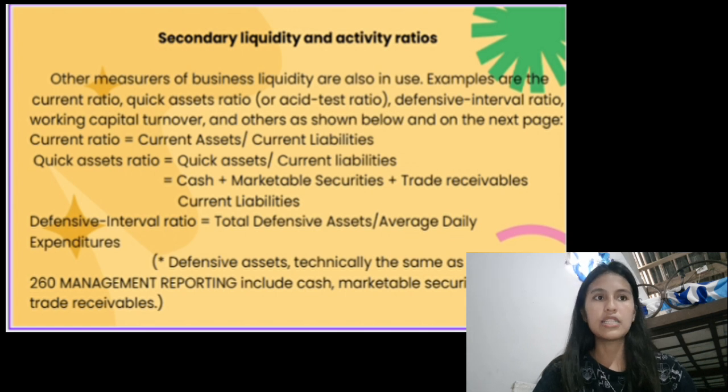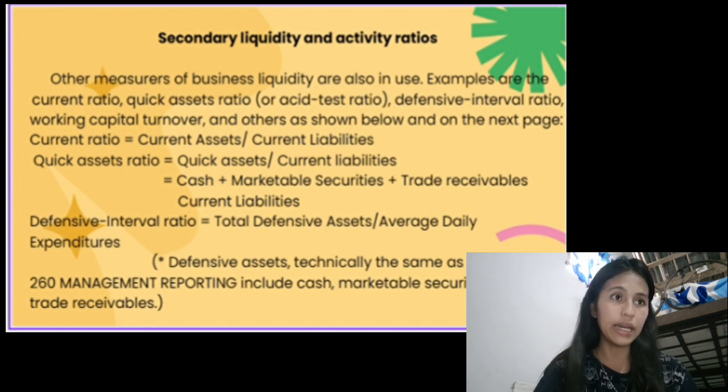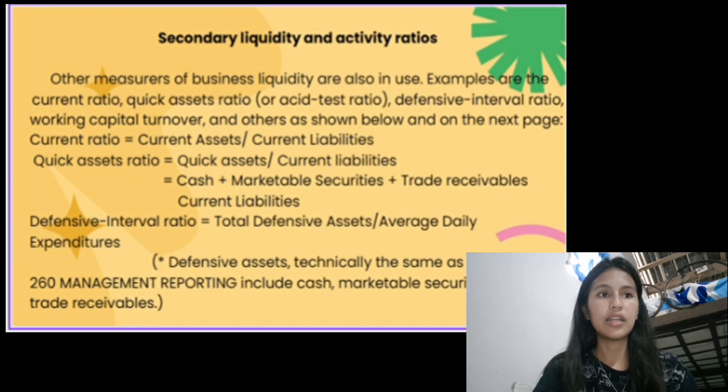So, current ratio equals current asset divided by current liabilities. Then, quick asset ratio equals quick asset divided by current liabilities, or pwede rin siyang makuha as cash plus marketable securities plus trade receivable over current liabilities. So, the defensive interval ratio naman, para makuha siya is yung total defensive asset niya divided by average daily expenditure. So, defensive asset technically the same as quick asset. For management reporting, include cash, marketable securities, and trade receivable.